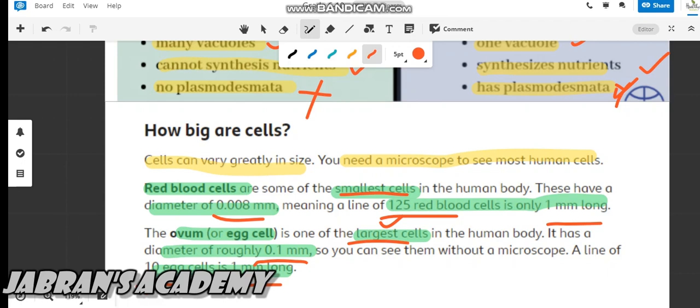Another thing is that the red blood cells can't be seen with the naked eye. We have to use a microscope, but the ovum cells can be seen without a microscope, with our naked eyes.